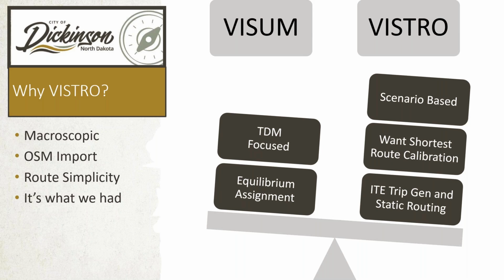VISUM is great for travel demand models, and that's the focus. But in this case, the client really wanted to know where vehicles could break down more than just volume over capacity. So we chose to use Vistro, which was scenario-based, and that we could incorporate trip gen and routing into. So that is why we chose Vistro.